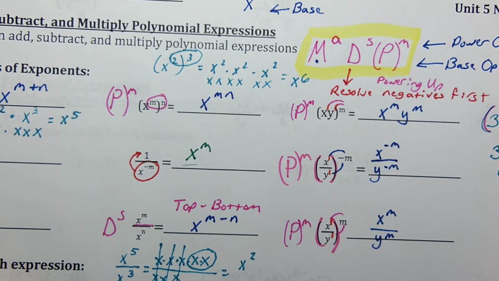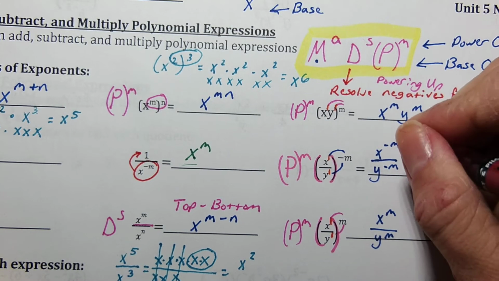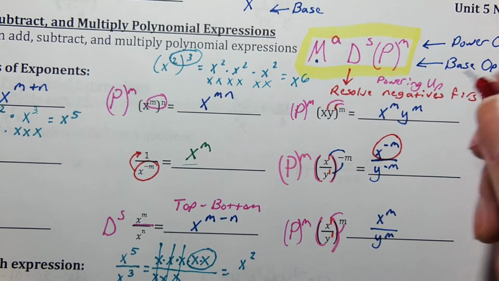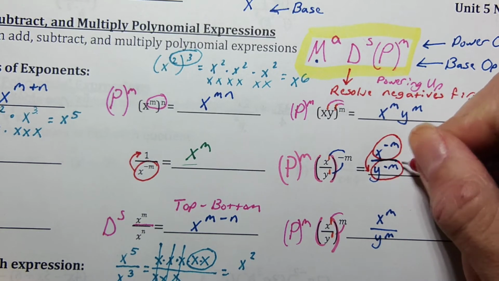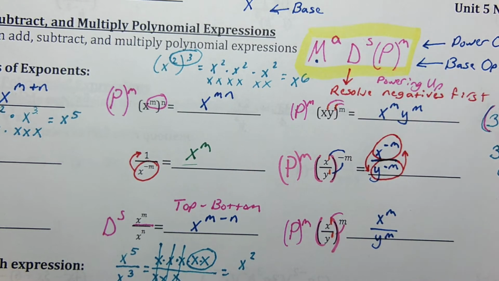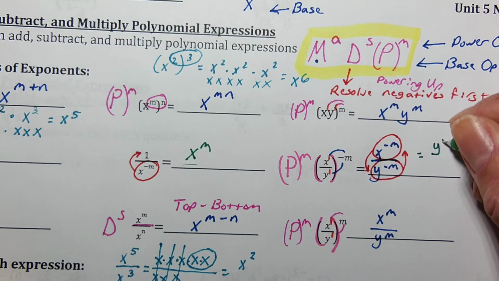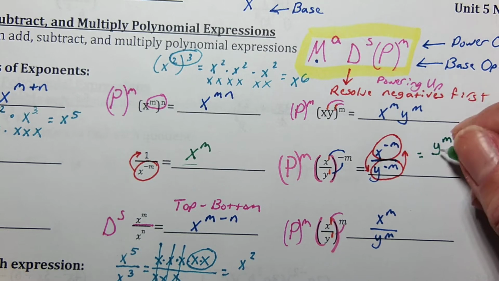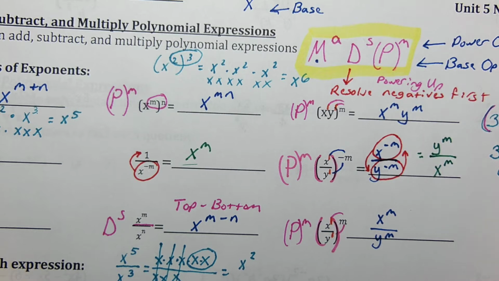So now we got a house full of mad people. 2 mad things going on. We're going to send the x downstairs to lose the attitude, and the y upstairs to lose the attitude. So this will become y to the positive m on the top over x to the positive m on the bottom.